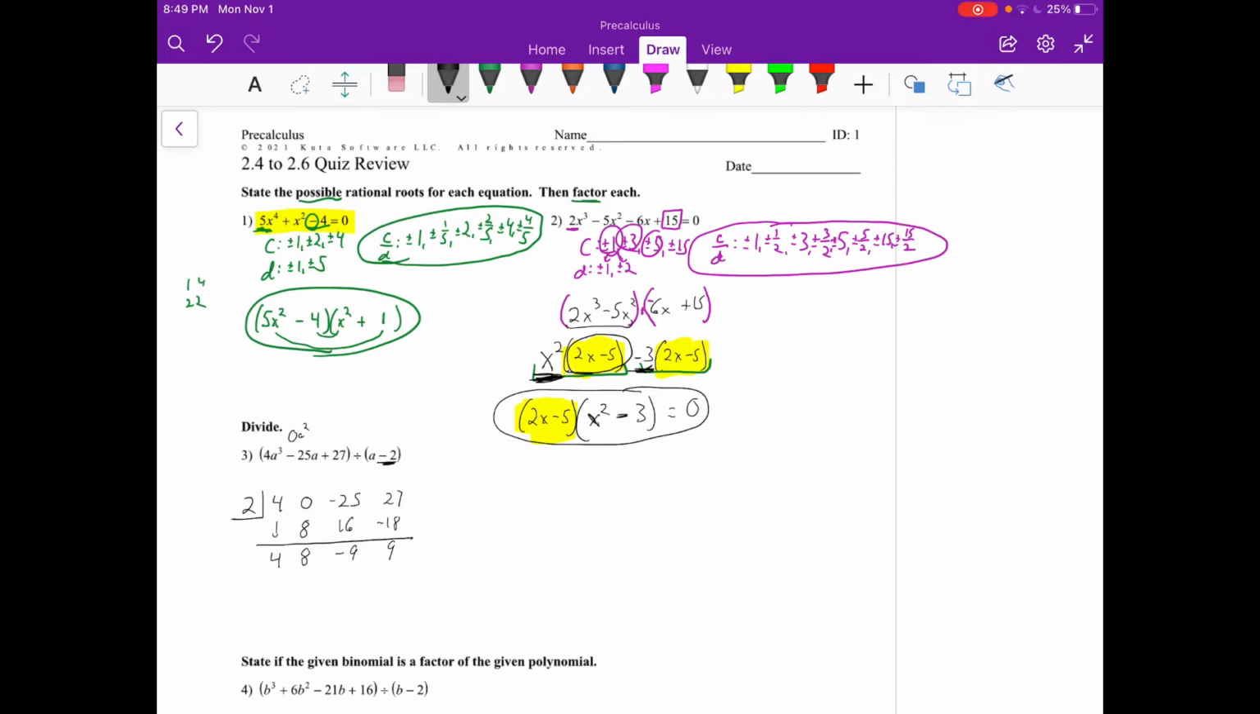That is not 0. Actually, it says divide. So our answer is going to be 4. We were at a cubed, so now we're at 4a squared plus 8a minus 9 with the remainder of 9. So we put plus 9 over what we were dividing by, a minus 2. And that's the answer.